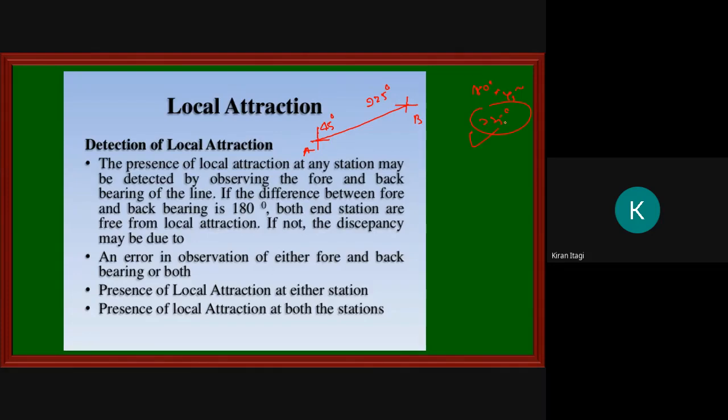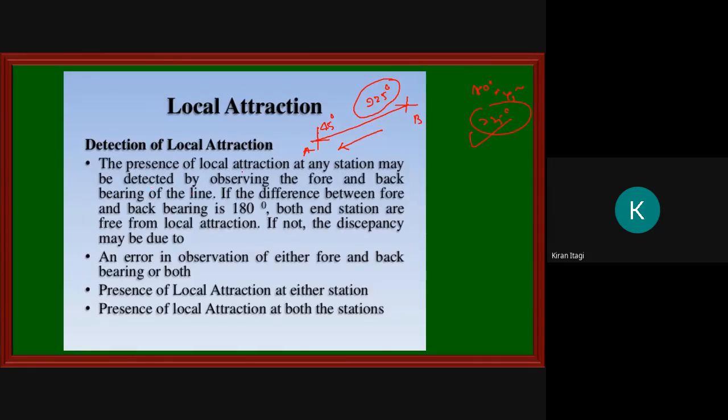This is a theoretical view, means in paperwork you know that you should get 225 degree. Then we should check whether there are some local attractions or not. Say you are getting 45 degree here. Then when you go to station B and sight towards A, you should get 225 degree. If you are not getting 225 degree, means there is some local attraction.